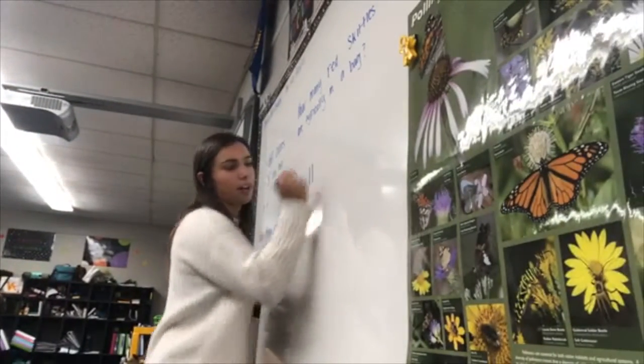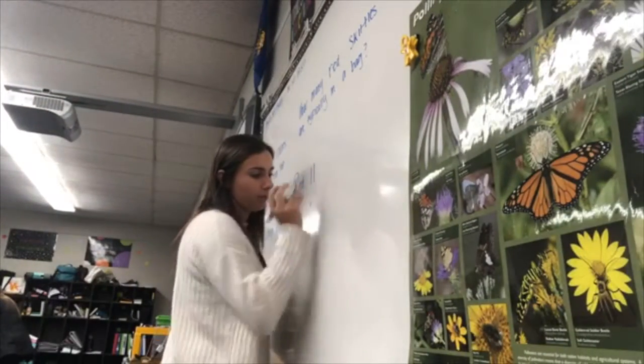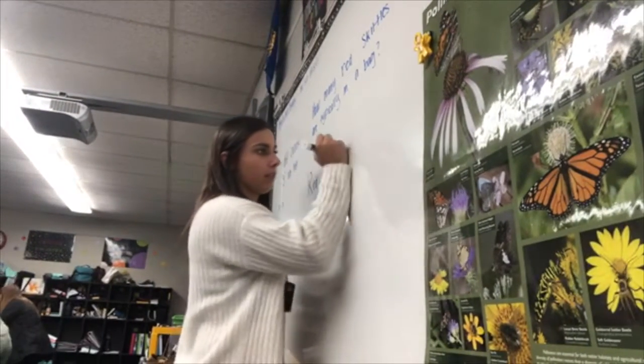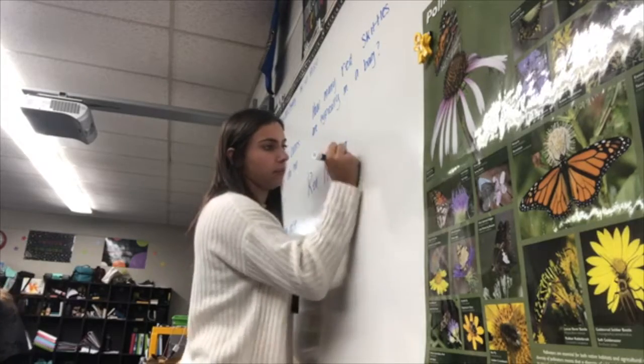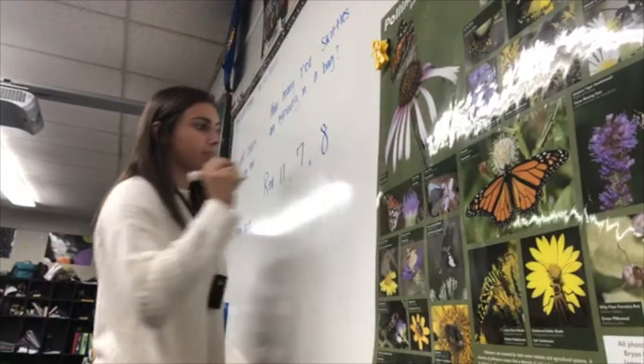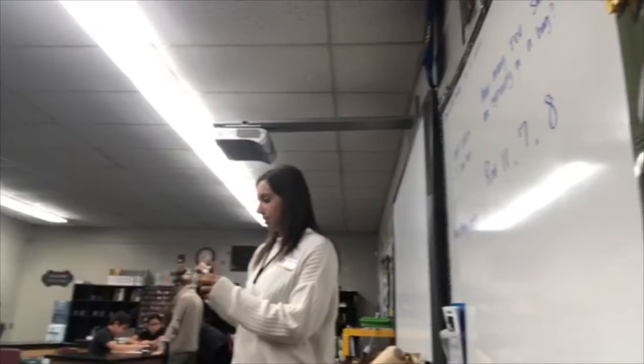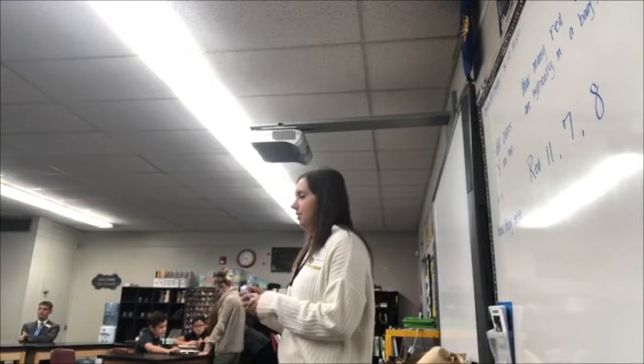I have 11 red. So you have 11 red. Let's see how many I had. You have 7. I have 7. 2, 3, 4, 5, 6, 7. How many did you have? 8. You can make 6 points, 7 points. So you want me to make this?